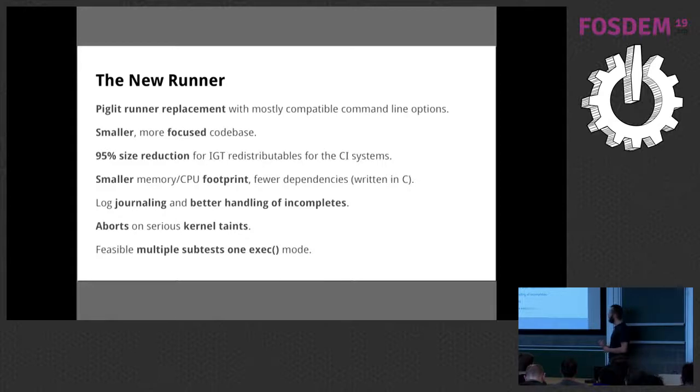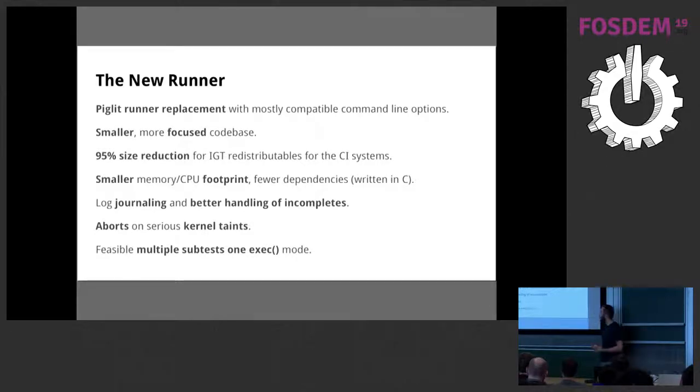We have full journaling, so whenever the test execution starts, we have journal files that we append to the end of and flush the writes to the file system. So if the machine dies at any point, we know more or less what happened, which test was executed. With Piglit, it wasn't always the case, and trying to do proper journaling there would be much harder. We also have much better handling of incompletes because of that. So whenever this hardware hang happens, we can recover the state, continue execution from the nesting, and collect quite a bit of logs.